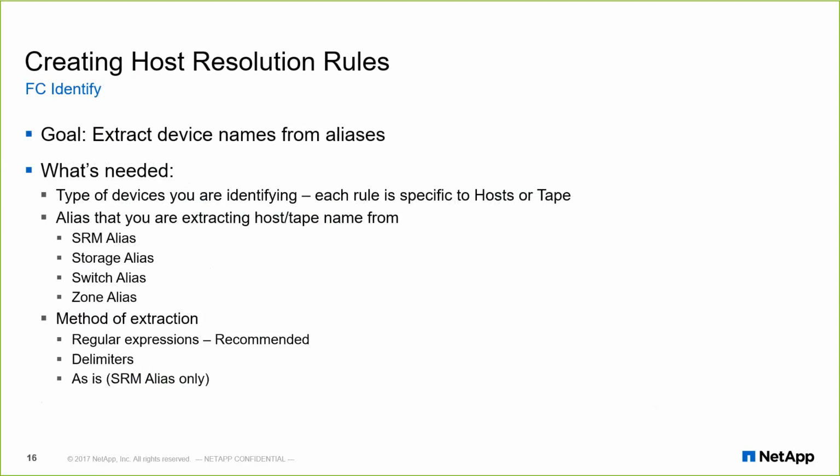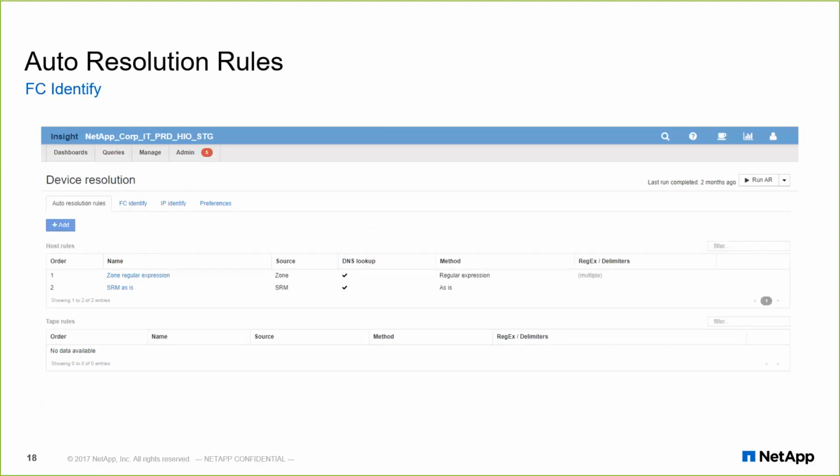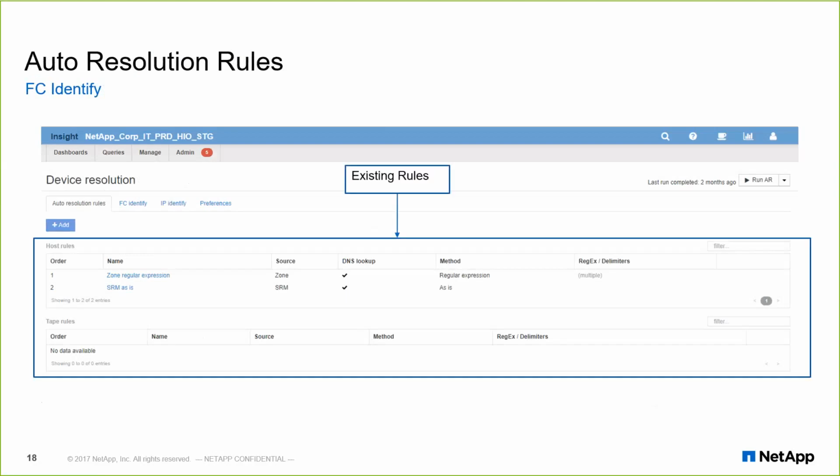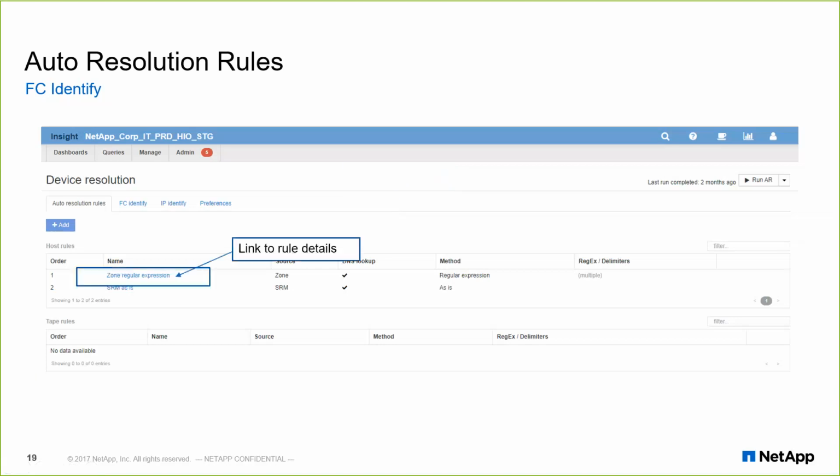So let's look at this. All right, what we're looking at here is our auto resolution rules. What you'll see is all of the existing rules. At the top here, we've got our host rules. You'll see we've got two different ones in this environment currently. We can see some good information. We'll actually dive into these. Down below, we've got the tape rules, which we currently don't have any.